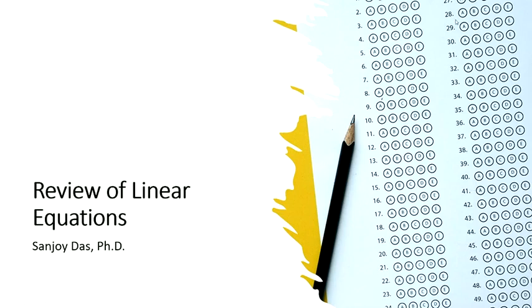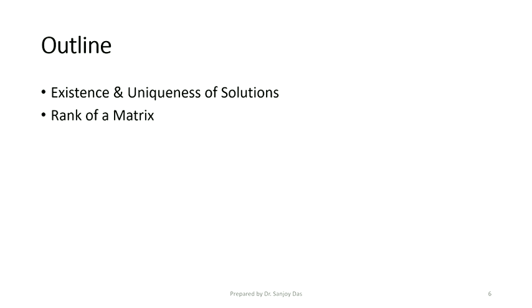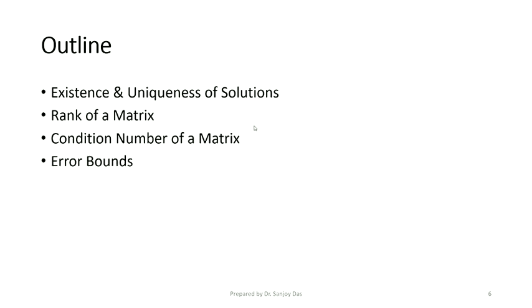Now let's begin with our review of linear equations. Outline: existence and uniqueness of solutions. We'll do rank of a matrix, condition number of a matrix, and then error bounds.